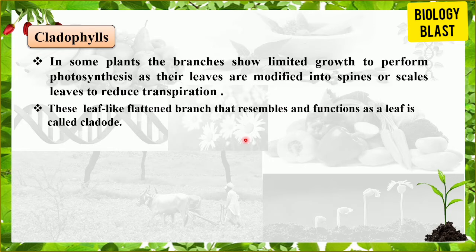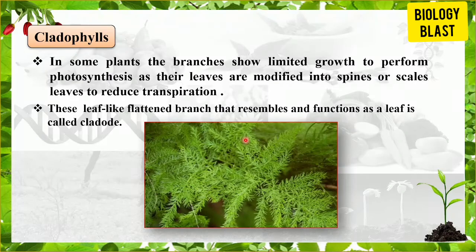Cladodes. In some plants, the branches show limited growth to perform photosynthesis, as their leaves are modified into spines or scale leaves to reduce transpiration. These leaf-like flat branches that resemble and function as a leaf are called cladodes.